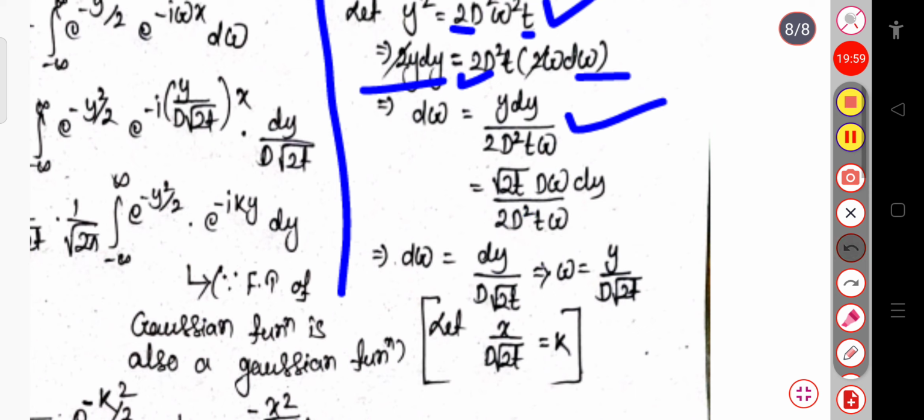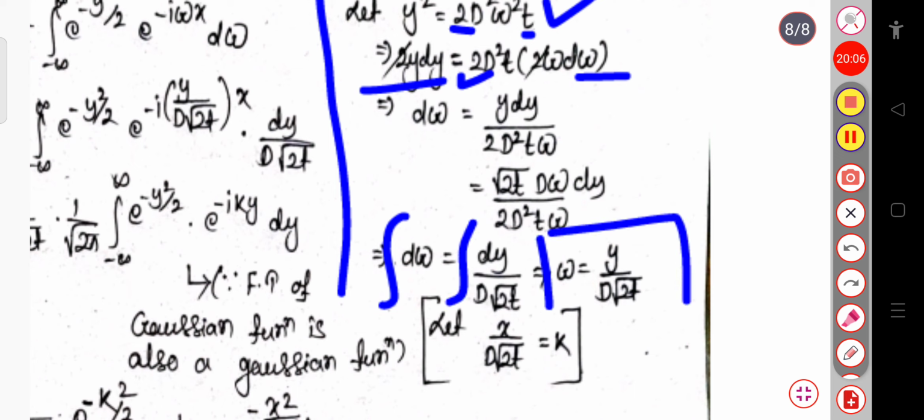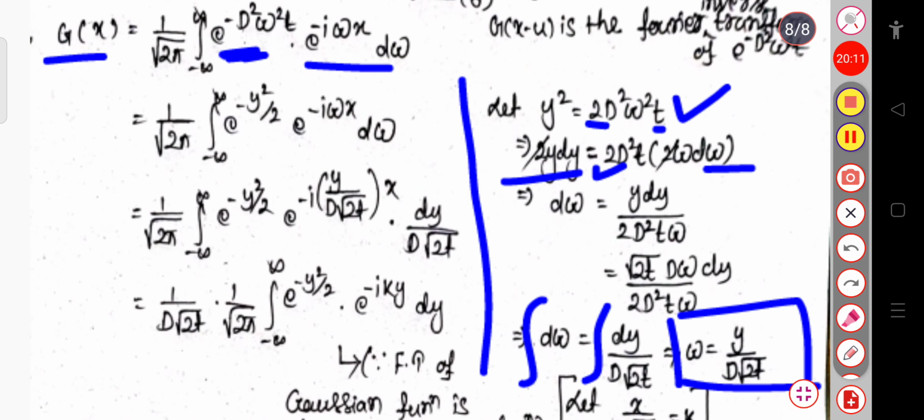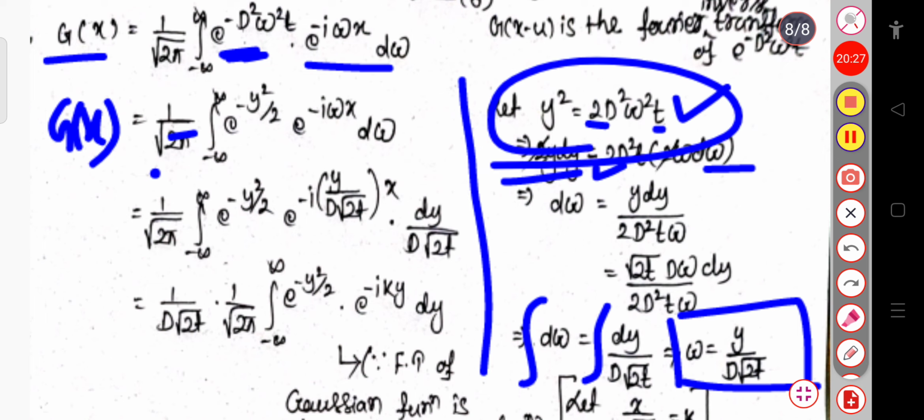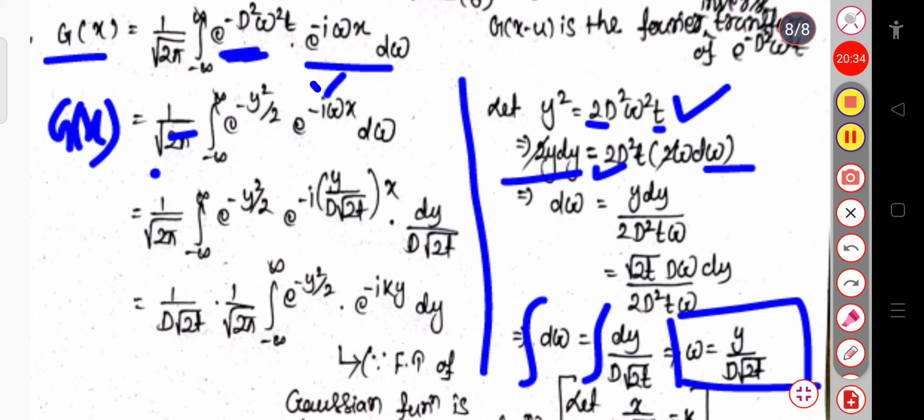That implies if I integrate both sides, this will be omega equal to y divided by d into root over 2t. Now what we will do is put all of this in this equation. This is g of x, equal to 1 by root over 2 pi integration over minus infinity to plus infinity exponential, in place of d square omega square, here you can write y square by 2. So exponential minus y square by 2 into exponential minus i omega x into d omega.